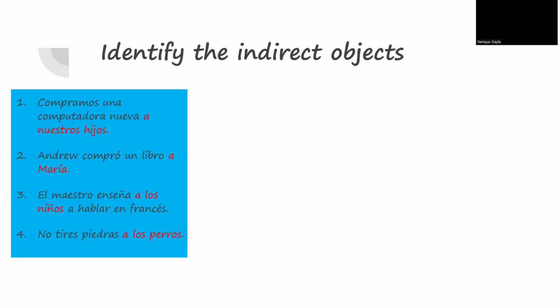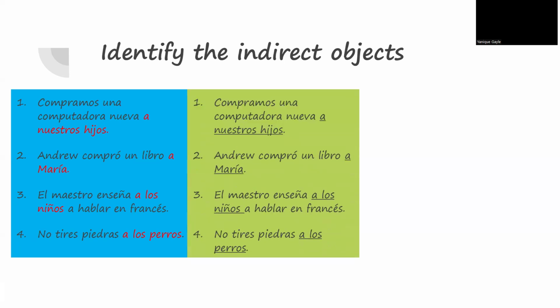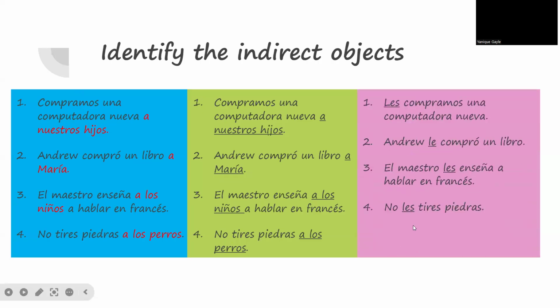So now what happens? Let me see. Something should come out. Okay, right there. So number one, we're using the same sentences now. We've identified what's the indirect object in each sentence. So here I've underlined them. And let's see what happens. How would it be when we substitute this part now for the pronouns?